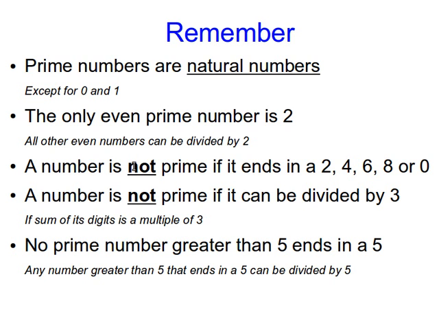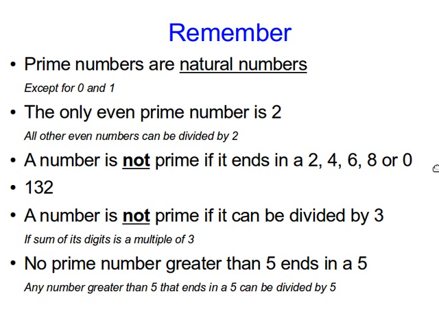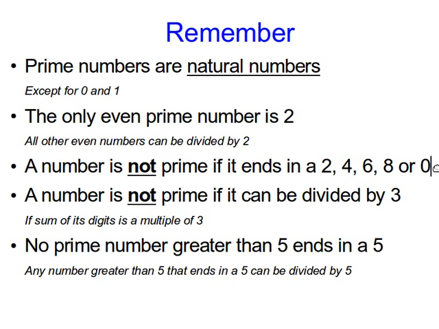This point here is basically just an extension or an expansion of this point. So what I'm saying here is a number is not prime if it ends in a 2, 4, 6, 8, or 0. So if the last digit of a number is 2, apart from 2 itself, of course, 2 is prime. But if we have a digit that ends in 2, 4, 6, 8, or 0, then we know immediately it's not prime. If it's 2, it's not prime. If it's 4, it's not prime. If it's 6, it's not prime. If it's 8 or 0, it's not prime. You know immediately it's not prime.